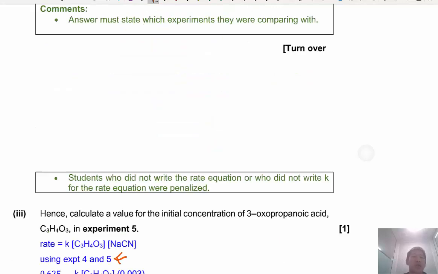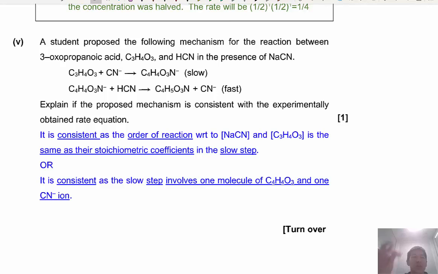So is that true in the proposed mechanism? Let's take a look. It's not NaCN but CN minus. Is it the same thing? Actually, it means the same thing. So yes, it is consistent. The order of reaction with respect to NaCN and C3H4O3, the organic compound, is the same as the stoichiometric coefficient in the slow step. That's it.